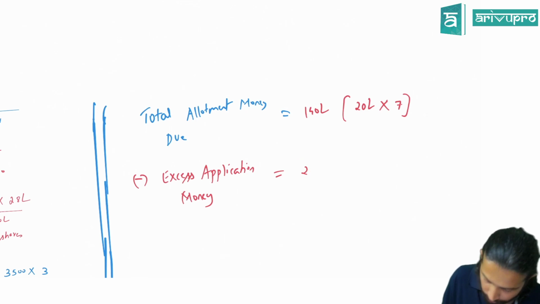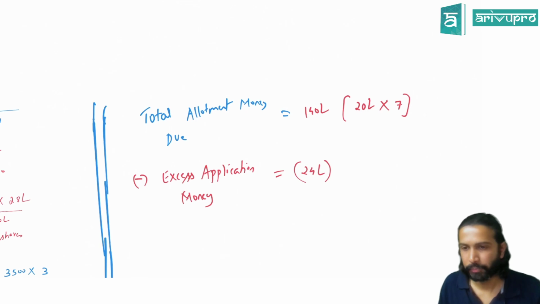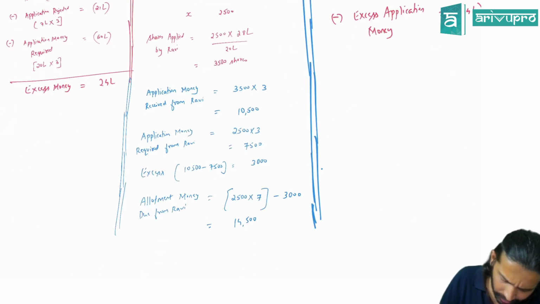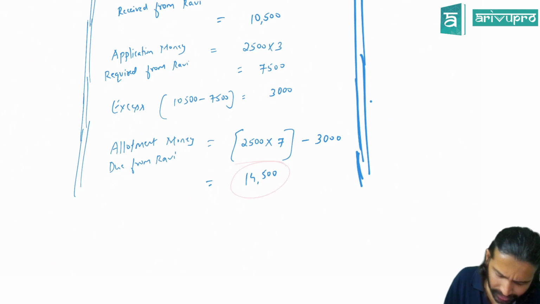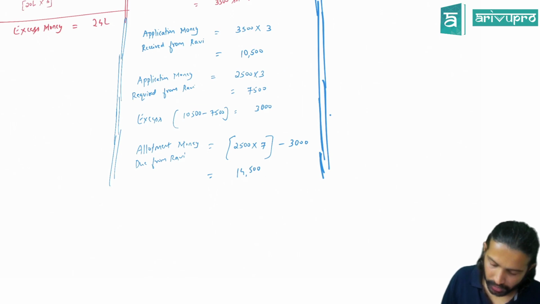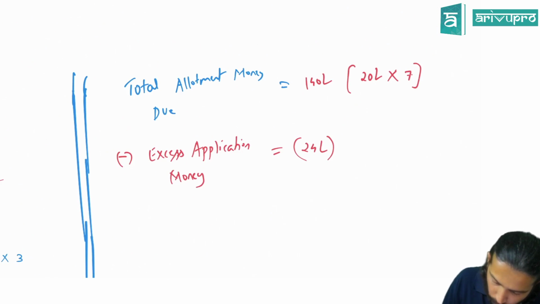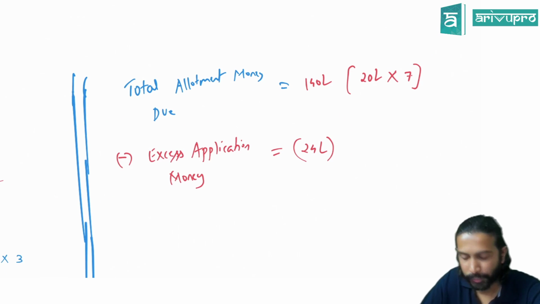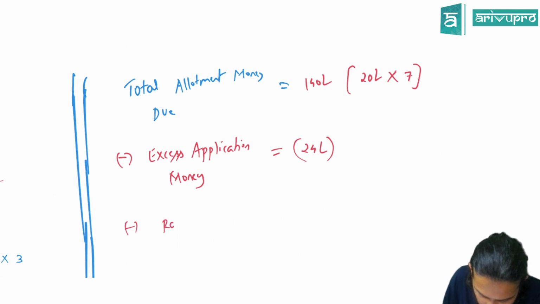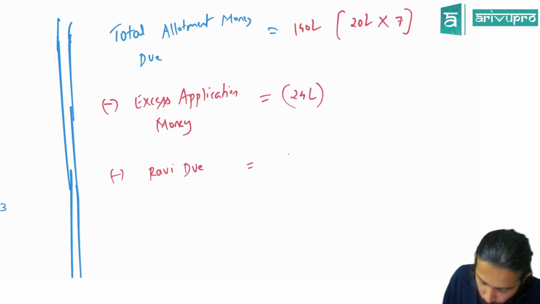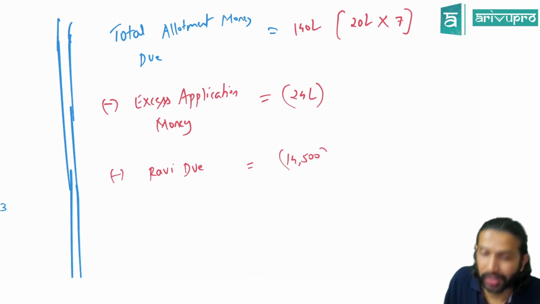Remaining guys had to pay. This is 24 lakhs. Remaining had to pay. But all other guys are nice. They paid. But except Ravi. Ravi, no, we had to collect 14,500 rupees from Ravi. Ravi told, sorry boss, can't pay. That means this much money, if you take 140 lakh minus 24 lakh, that will be the total allotment money which was due. In that, Ravi only did not pay 14,500. Ravi's due is how much? Ravi's due, we just now calculated to be 14,500. That means 14,500 the company did not receive.